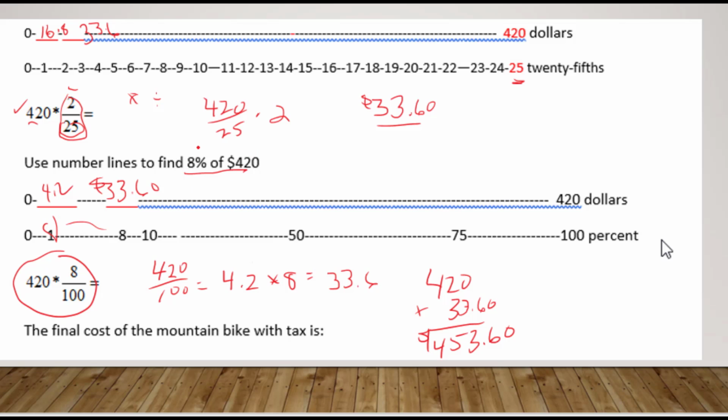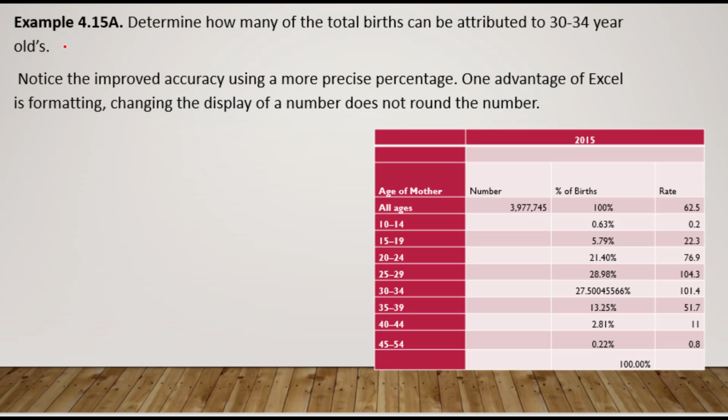So if you're trying to find a percent of something, it's multiplying. You do it on your calculator. I just wanted to show you this. Okay, we're going to go back to our births. And now we don't have this column filled out.